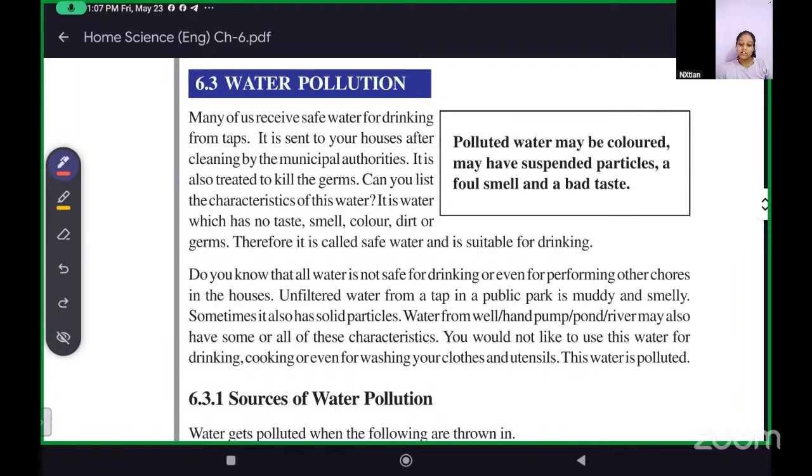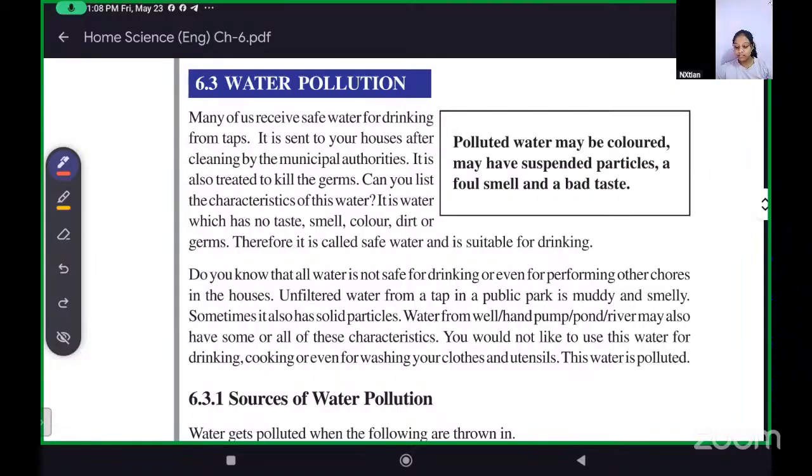Do you know that all water is not safe for drinking or even for performing other chores in the house? Unfiltered water from a tap in a public park is muddy and smelly, and sometimes it also has solid particles. Water from a well, hand pump, pond or river may also have some or all of these characteristics. Water that we draw from the well might have some suspended dust particles, and from the hand pump also, then from the pond and river. It may have some particles and germs also.